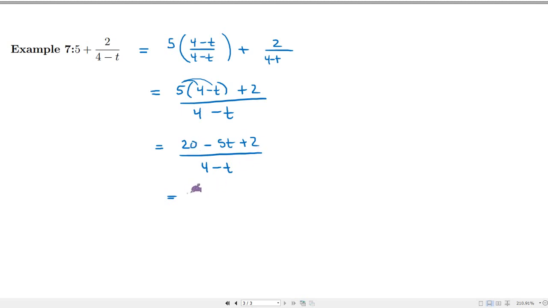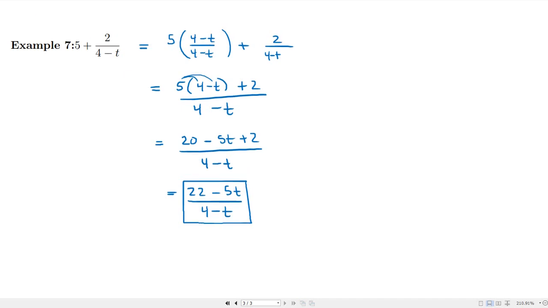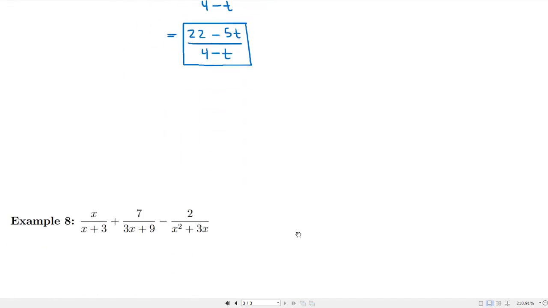So this will be (22 - 5t) over (4 - t). No common factor amongst those two, so no reduction, it looks like, and that will be our answer. Continuing on to our next example.